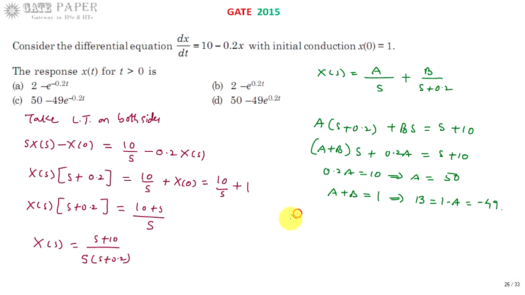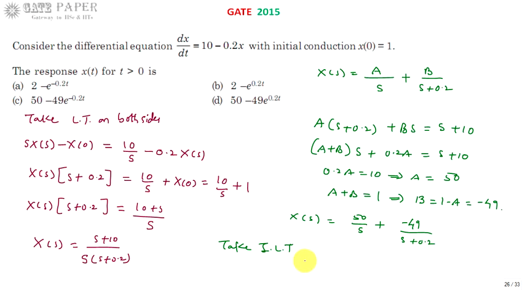So you can write X(s) is equal to 50/s plus (-49)/(s + 0.2). This is the X(s) equation after taking the Laplace transform on both sides of the given dx/dt = 10 - 0.2x. Then take the inverse Laplace transform for this.